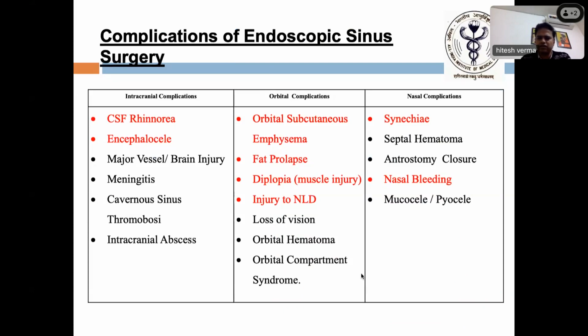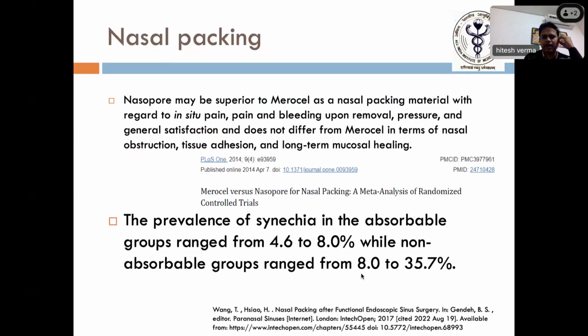If the optic nerve is damaged, then vision loss, orbital hematoma, and orbital compartment syndrome, where for example the anterior ethmoid artery prolapses within the orbit, then it can increase the pressure within the orbit and lead to compartment syndrome. Intracranial complications are predominantly CSF rhinorrhea. Then, if the skull base is damaged, encephalocele can occur. There may be major vessel injury like the carotid, which is a very rare complication, but it can be injured. Risk of meningitis if the dura is exposed within the nasal cavity. There may be cavernous sinus thrombosis. Last is intracranial abscess. So packing should be done under vision.